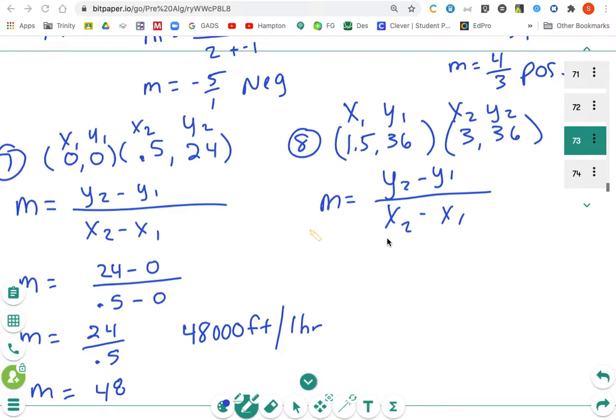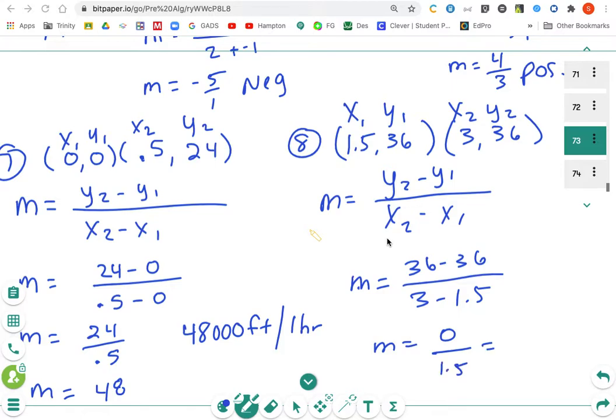All right, let's go and put our substitution step in. M equals 36 minus 36 over 3 minus 1.5. And you can tell from the graph that there's no change from the first ordered pair to the second ordered pair. So when we get m equals 0 over 1.5, we know that's the same as 0 over 1, and we're going to have 0 feet per 1 hour.